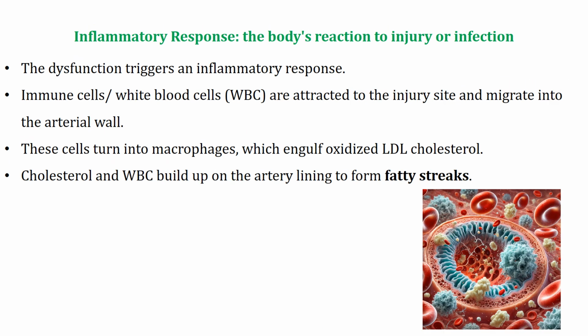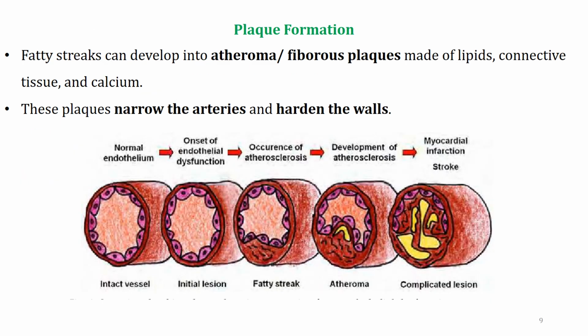Next, the body treats the damage like an injury. White blood cells arrive at the site and turn into macrophages. They start engulfing oxidized LDL cholesterol, forming fatty streaks on the artery walls. These fatty streaks become fibrous plaques made of fat, connective tissues, and calcium. Plaques narrow the arteries and stiffen the walls, reducing flexibility and increasing risk.